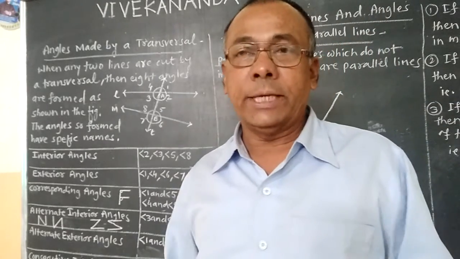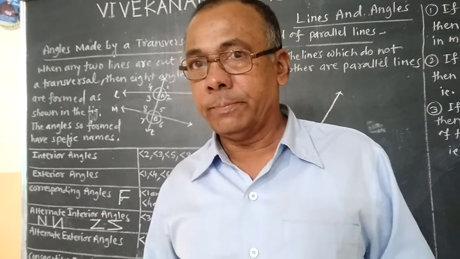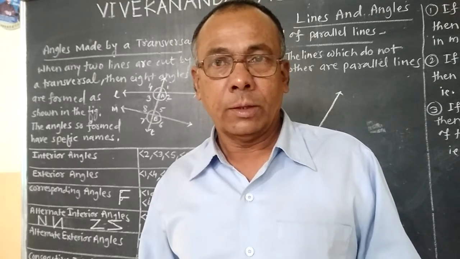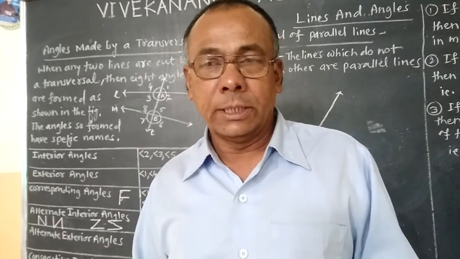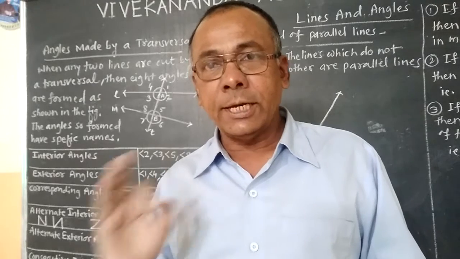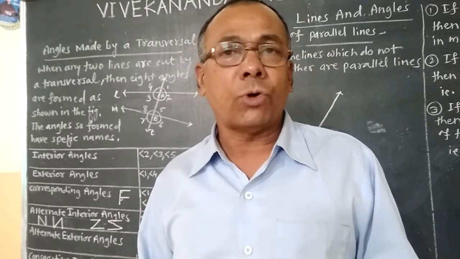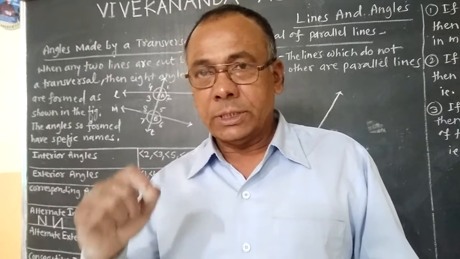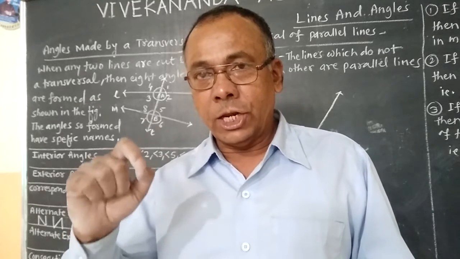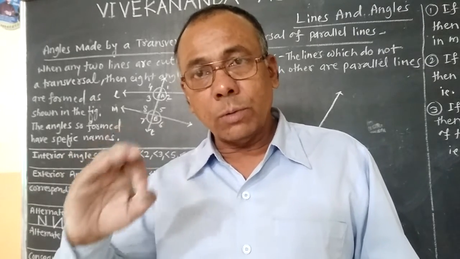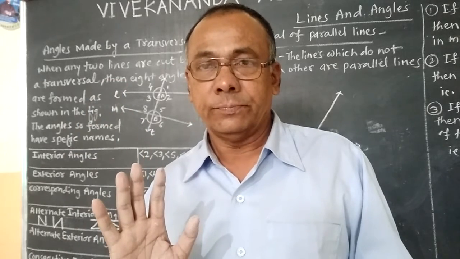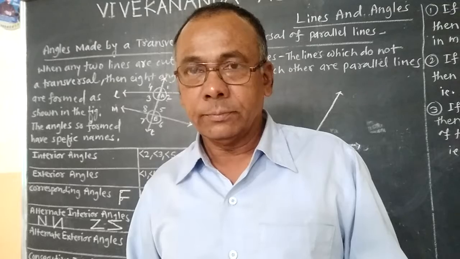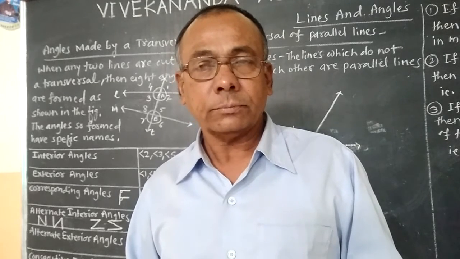Last time we have seen what is meant by transversal. The line which intersects two or more lines in distinct points is called a transversal.